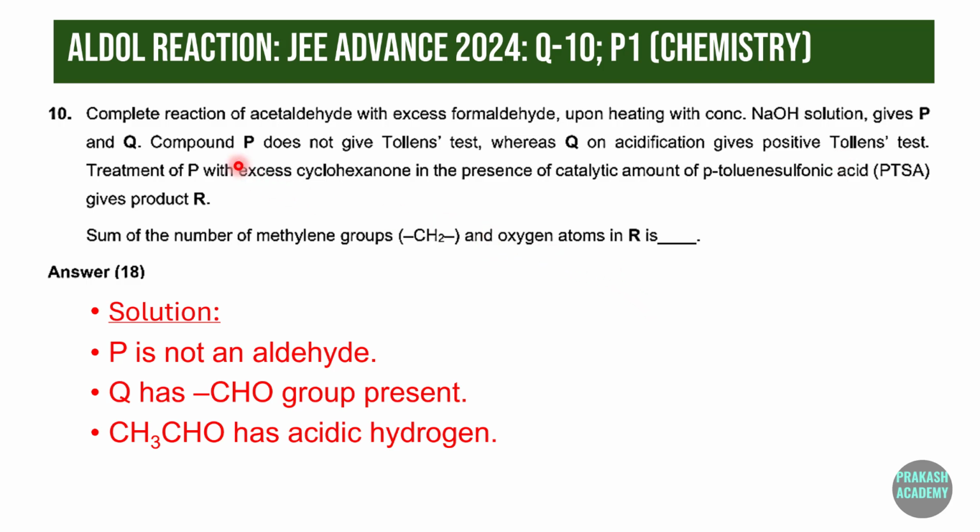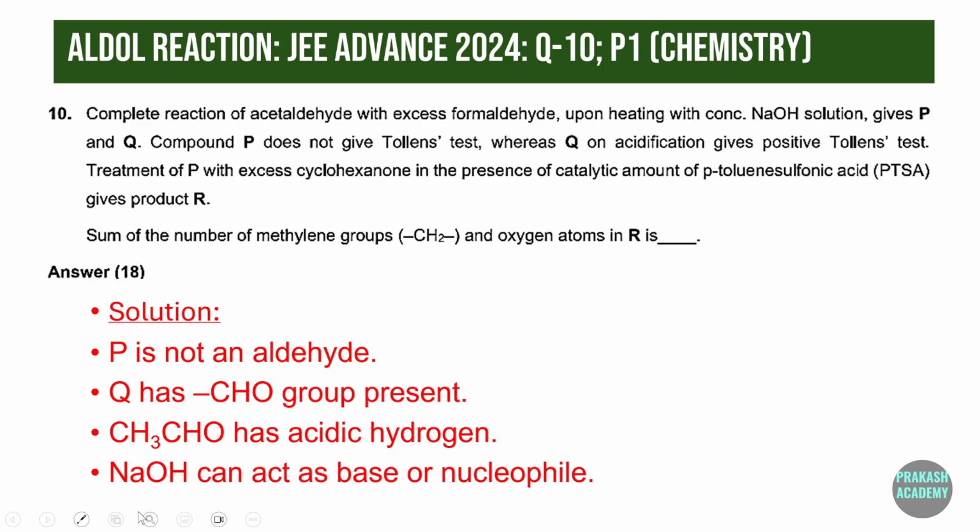Now a further hint I have is that we have NaOH. NaOH can act as a base or it can act as a nucleophile. It is reacting with acetaldehyde, that is CH3CHO, and CH3CHO has acidic hydrogen. So another hint I have is an acid base reaction. Of course NaOH can act as a base or as a nucleophile, but if there is a chance of an acid base reaction, the acid base reaction will take place first.